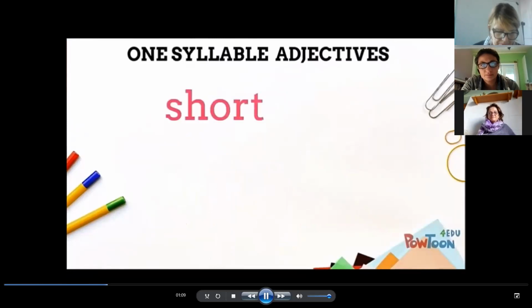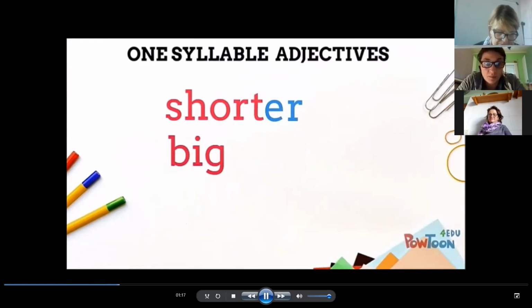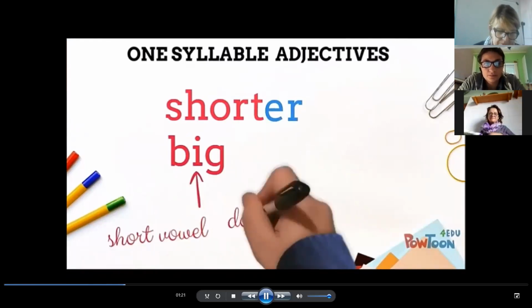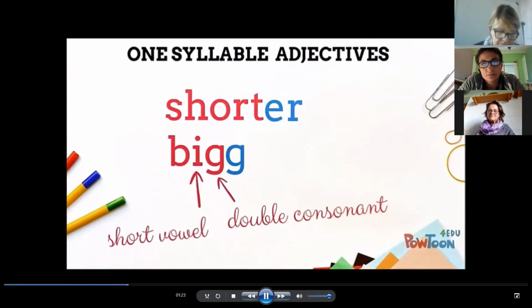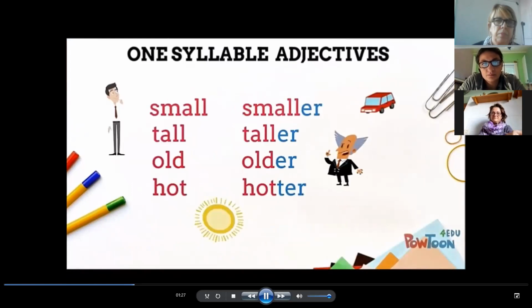If the adjective has only one syllable, we make its comparative form by adding the suffix -er: short, shorter. And if the adjective has a short vowel and a consonant at the end, we need to double the consonant: big, bigger. More examples: small, smaller, tall, taller, old, older, hot, hotter.